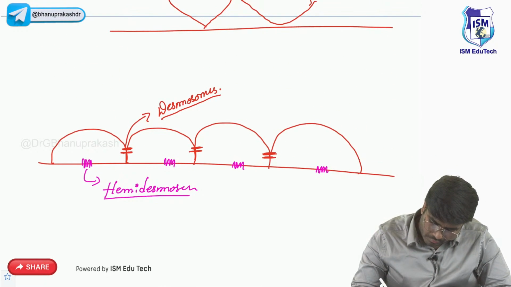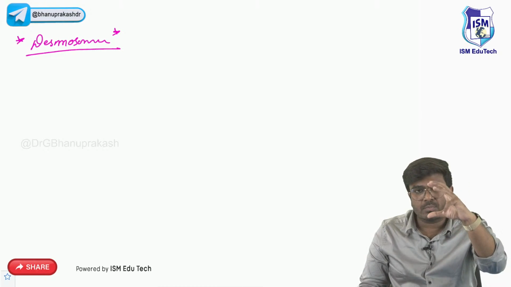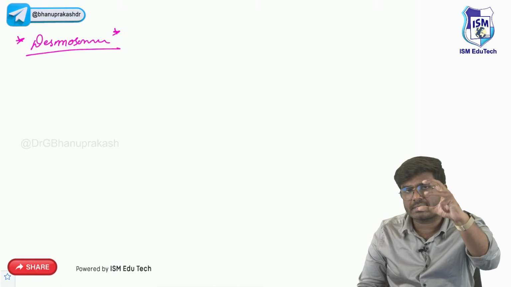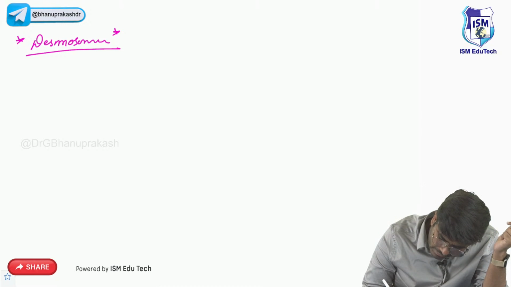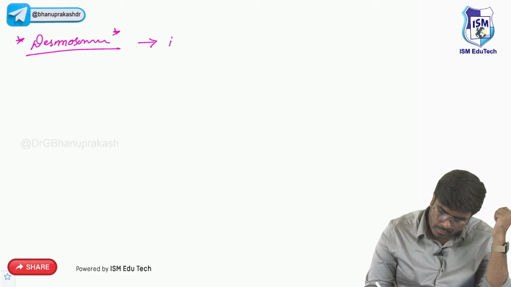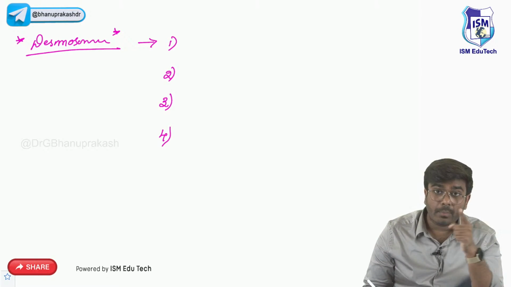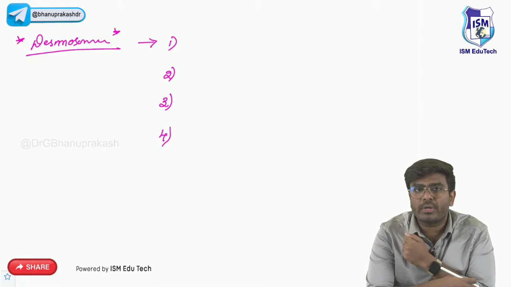So, desmosomes and hemidesmosomes. Especially from the exam point of view, the questions repeatedly will come on desmosomes. Now, you have to answer, guys. Desmosome is not one single protein. Desmosome is made up of different proteins. It's a junctional complex. Now, can you tell me what the desmosomal proteins are? MCQ point of view. Desmosomal proteins. Anyone?